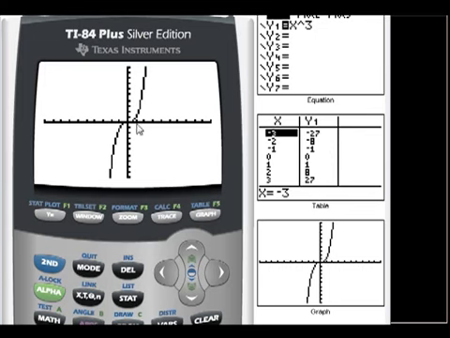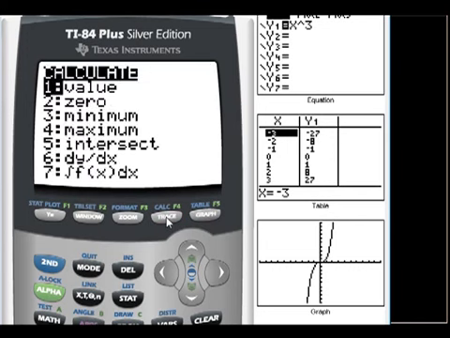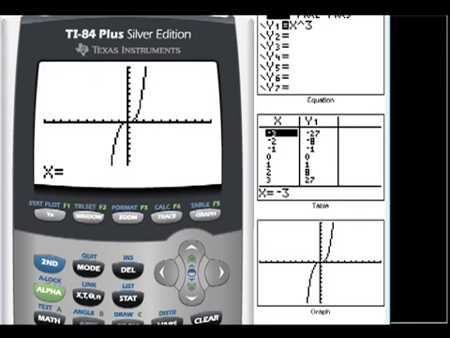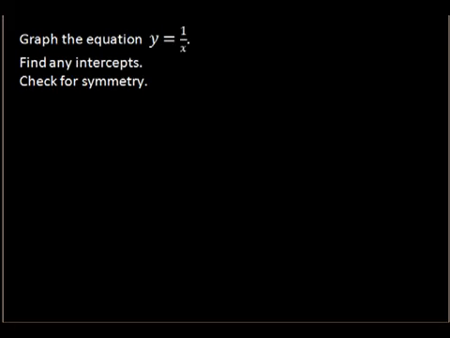Now if we look at it, it looks like the x and y intercepts are 0, 0, but let's just make sure. Value, we're going to put 0 for x, and it turns out the x and y intercepts are at the origin 0, 0. We're going to graph the equation y equals 1 over x, find any intercepts, and check for symmetry.